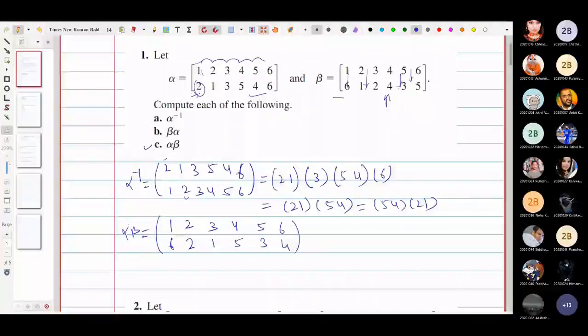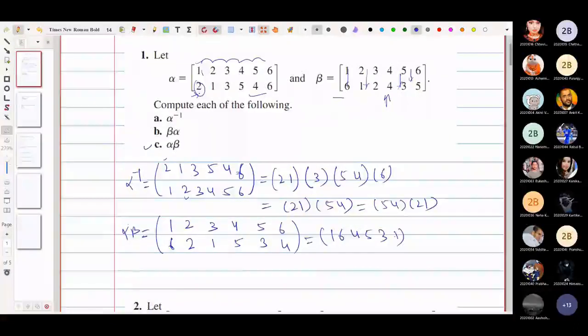So similarly you can find beta and alpha also, and of course you can write them as a product of cycles. So you can start with any element, there is no problem. 1 goes to 6, 6 goes to 4, and then 4 goes to 5, and then 5 goes to 3, and 3 to 1.